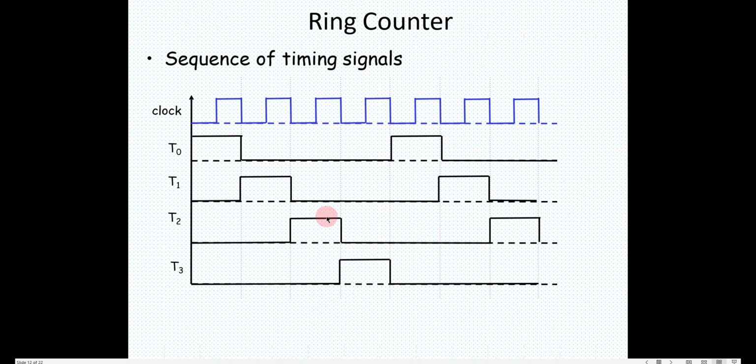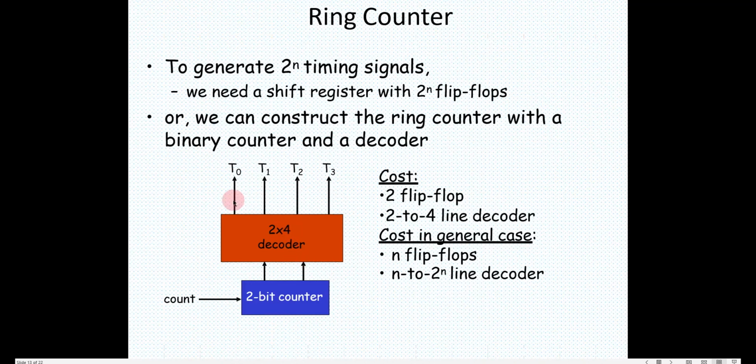So this is a ring counter, and here we have used 4 flip-flops to generate a 4-phase clock, right? I can also generate a 4-phase clock by using just 2 flip-flops. So this is a 2-bit counter, and then I use a decoder. We have learnt about a decoder in our earlier class, right?